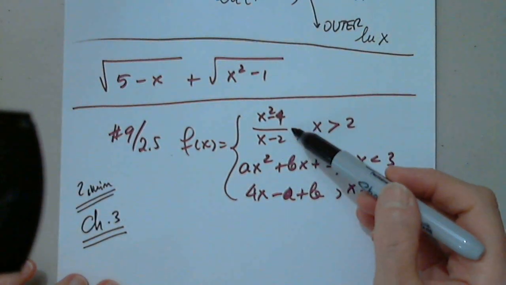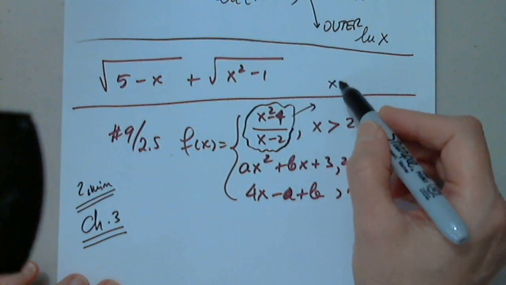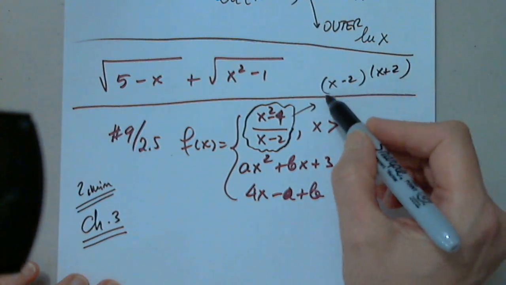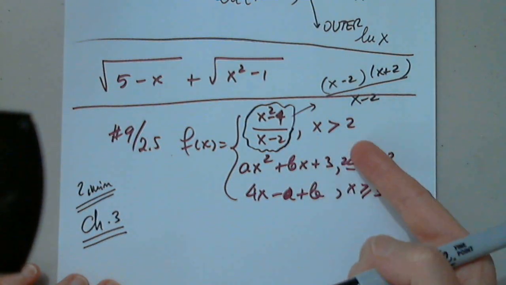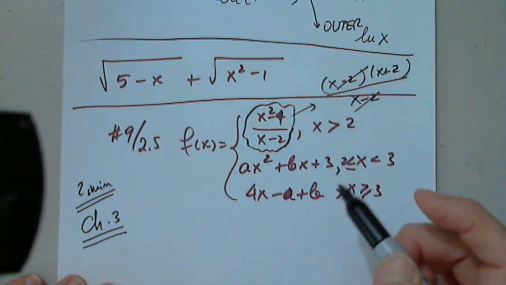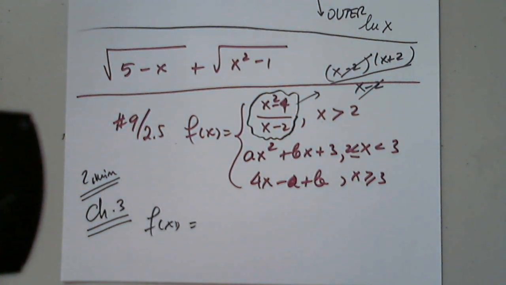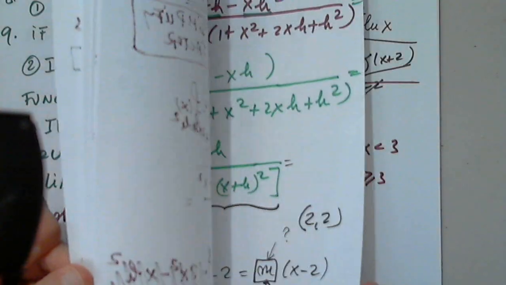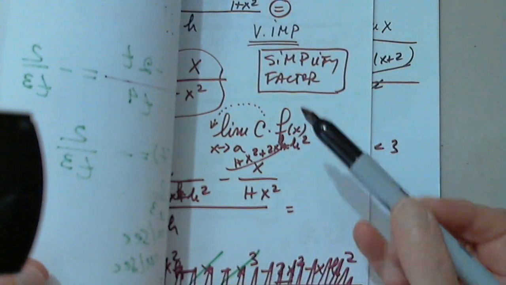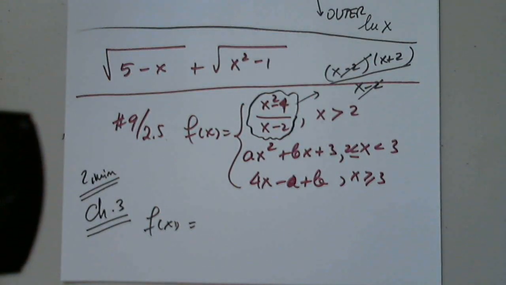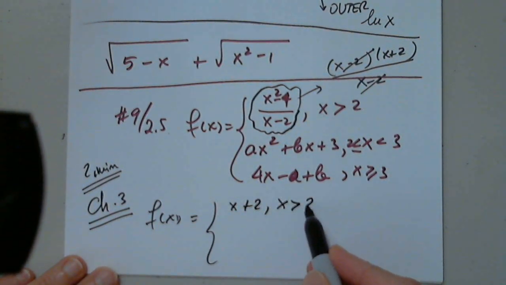First of all, I'm looking at this problem, and I realize that I have to factor into x minus 2 and x plus 2 and divide it by x minus 2. x is not 2 anyway, so I don't have to state any restrictions, so I will simplify. So always remember: factor and simplify. The two key words, we put them here a few minutes ago. So factor and simplify. Please remember that. So the first piece now becomes x plus 2 for x greater than 2.